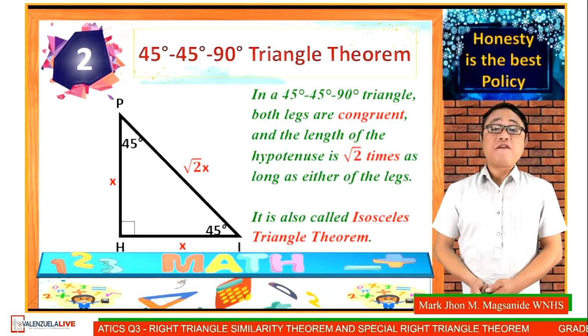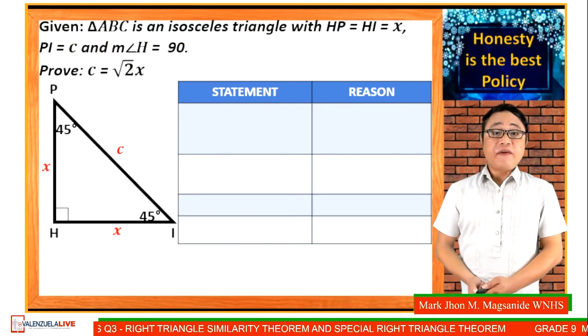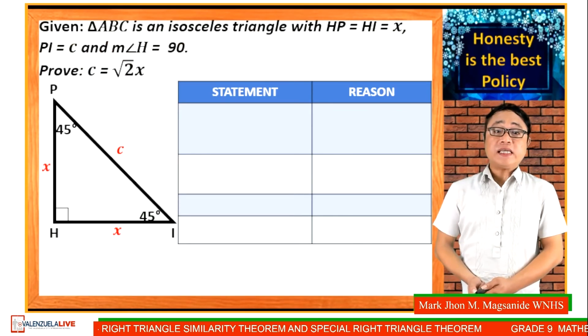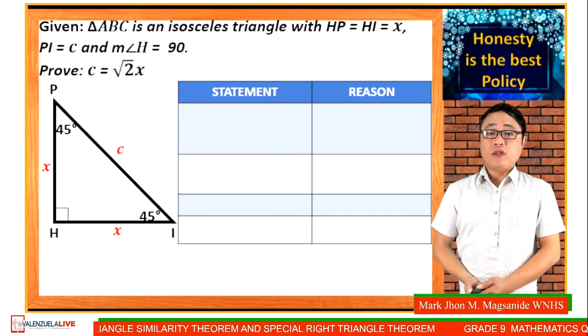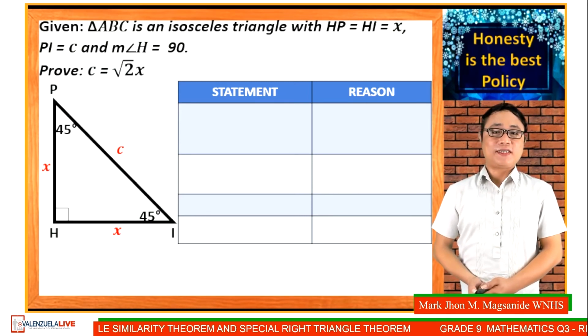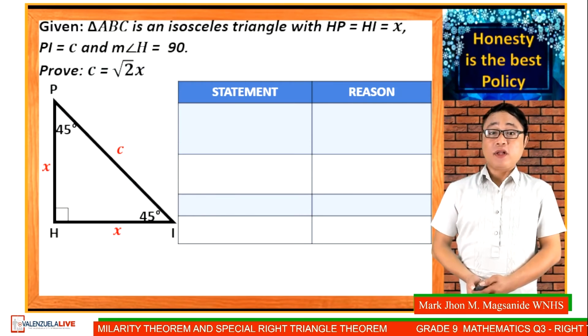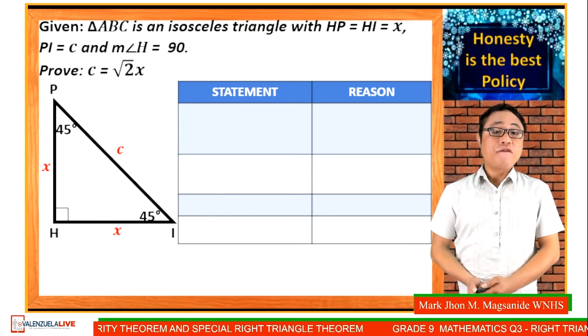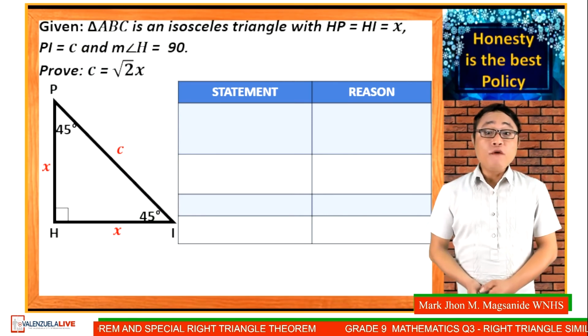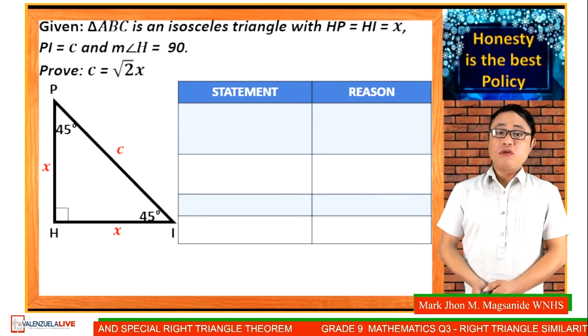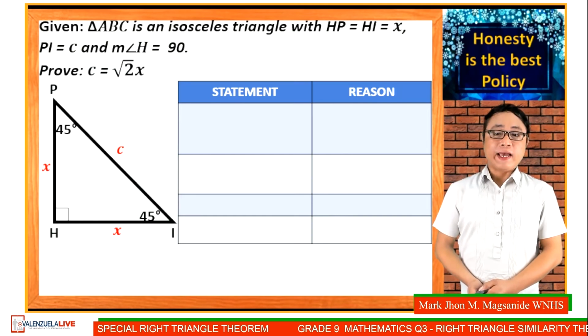For the proof of this theorem, given triangle ABC is an isosceles triangle with HP equal to HI equal to x, PI equal to c, and the measure of angle H equal to 90. Prove that c is equal to square root of 2 times x.